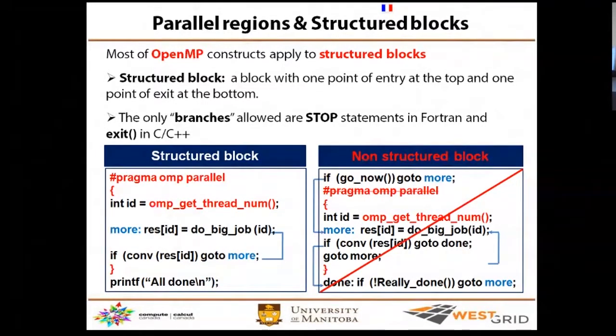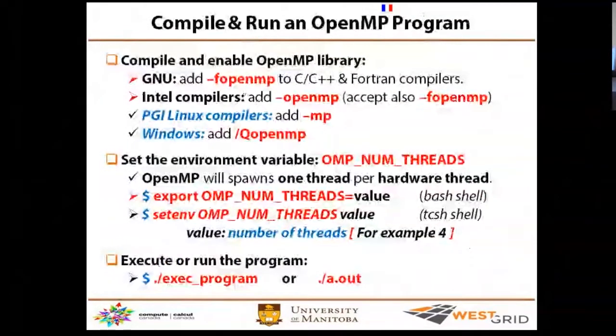Now, how to compile and run an OpenMP program. Let's suppose you have already written your program and you have access to the GNU compiler. To compile your program, you need to add some flags. There are many flags, depending on what you are doing. If you want to use OpenMP, you have to add the option -fopenmp if you are using GNU compilers like GCC or GFortran. If you are using Intel compilers, the option will be -openmp, and it also accepts -fopenmp.